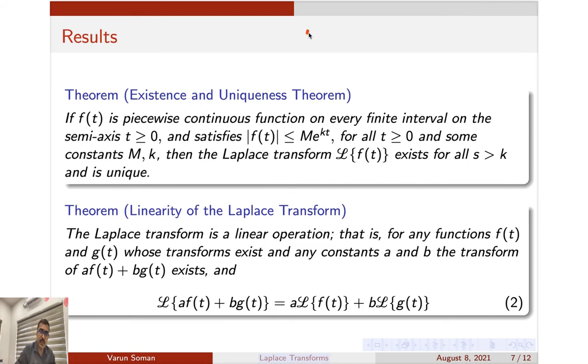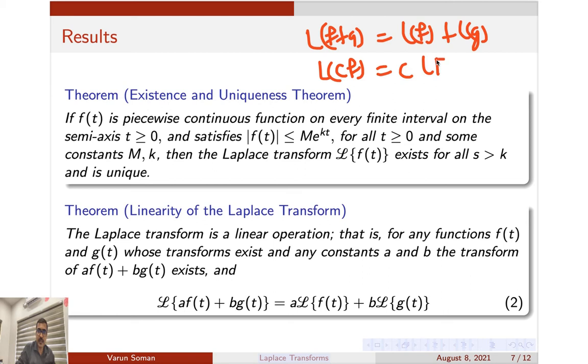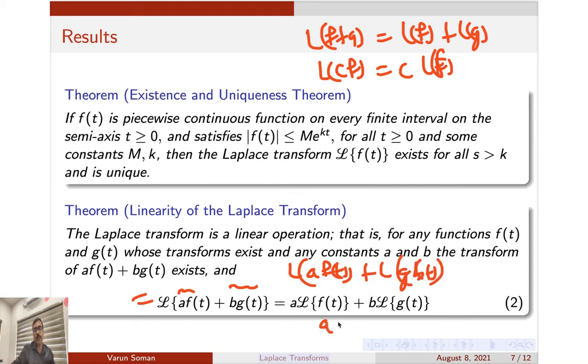I already said that L of f plus g is simply L of f plus L of g. Similarly, L of a constant c times f is simply c times L of f. Or you can write this together as L of a times f of t plus b times g of t. First of all, I can write this as L of a f of t plus L of b g of t. From there, I can write a times L of f of t plus b times L of g of t. That is what is meant by linearity of the Laplace transform.